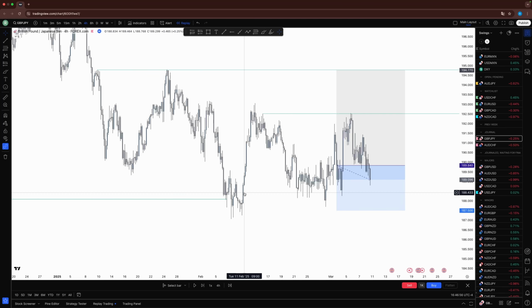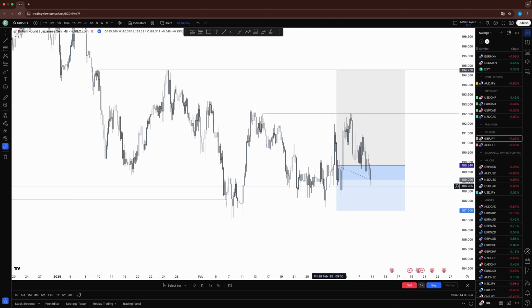Then we come down back into this demand. We have a ton of equals here. So this is a typical accumulation, okay? We are stuck here, consolidating, accumulating tons of rejections. Then we sweep the rejections and have a nice next breakout, okay?